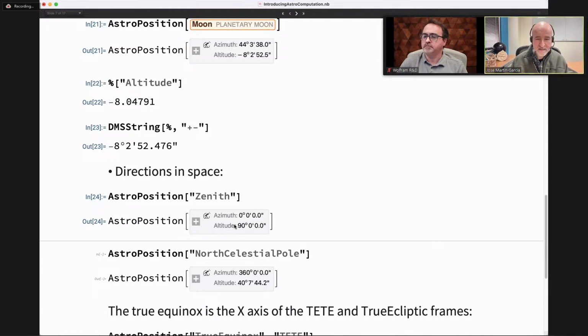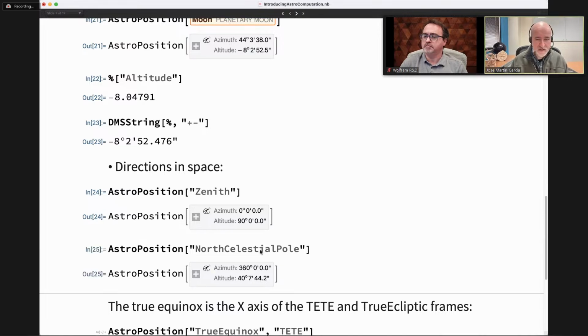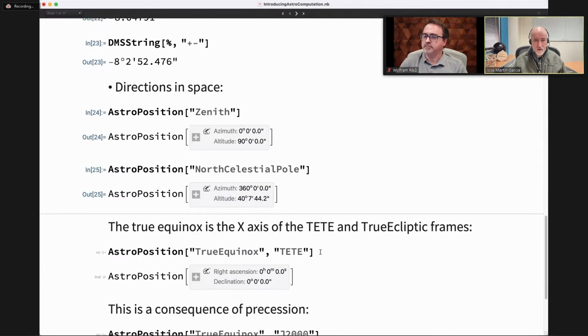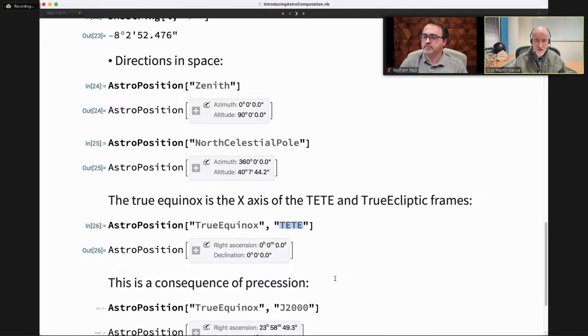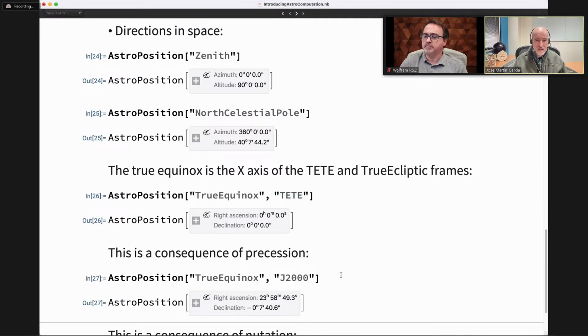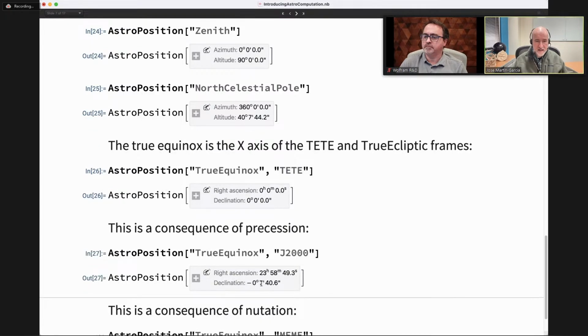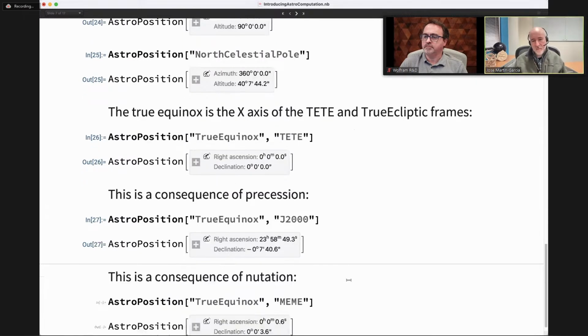So altitude 90 degrees. That's the north celestial pole, which is the projection of the instantaneous rotation axis of the Earth on the celestial sphere. And we have other objects like the true equinox, which is the x-axis in the true equatorial true equinox frame, but it's not the x-axis. It's very close, but not exactly that in some other frame, like the J2000.